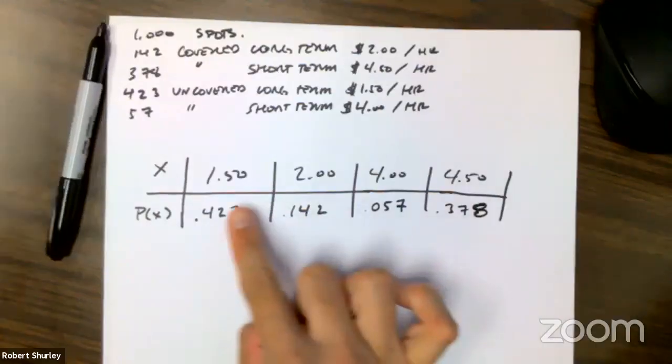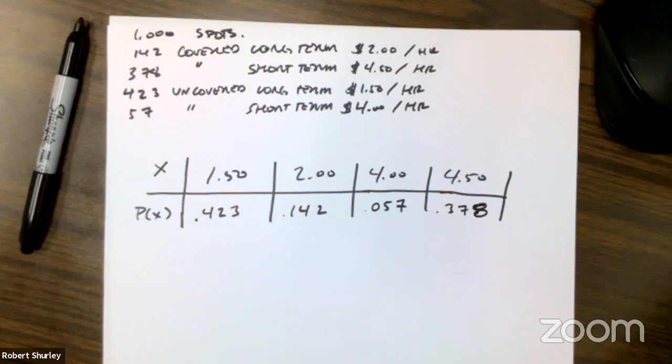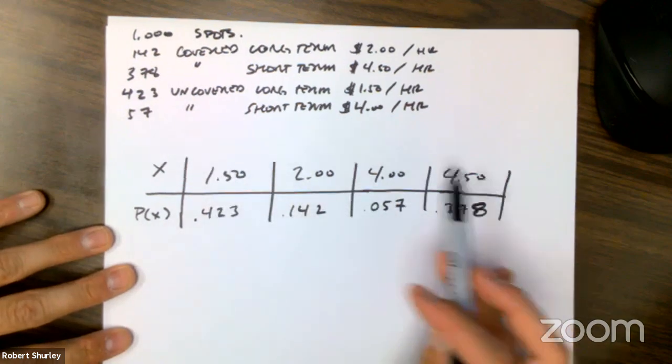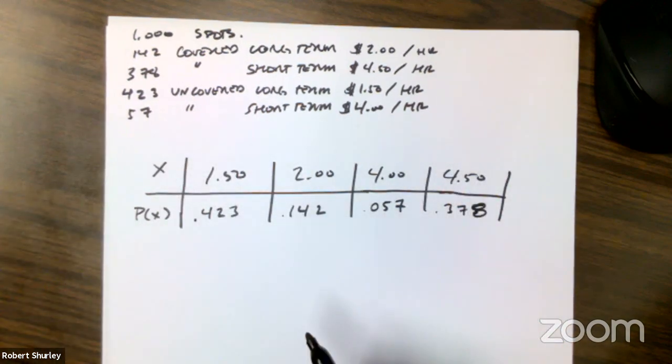Now notice if you add these up, and I'm going to do that real fast, they should equal 1. So 0.423 plus 0.142 plus 0.057 plus 0.378, 1.00. Okay, all of these add up to 1, and these are the only 4 options we have when it comes to pricing of the airport. Okay. Not a big deal, right? No, it's not.